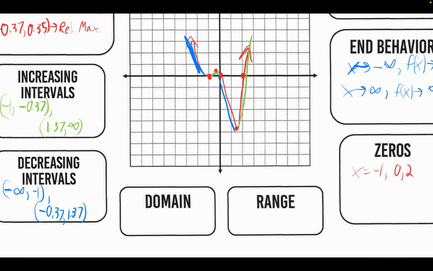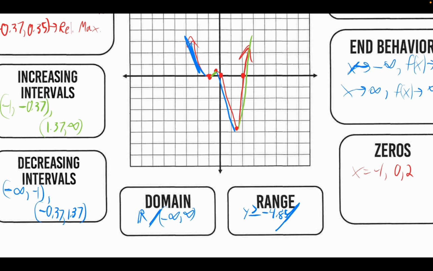And the domain and range. The domain is all real numbers, or negative infinity to positive infinity. And this time the range is not all real numbers because it does have a lowest point. So one way you could write it is that y is greater than or equal to the true minimum, which is the y value of -4.85.